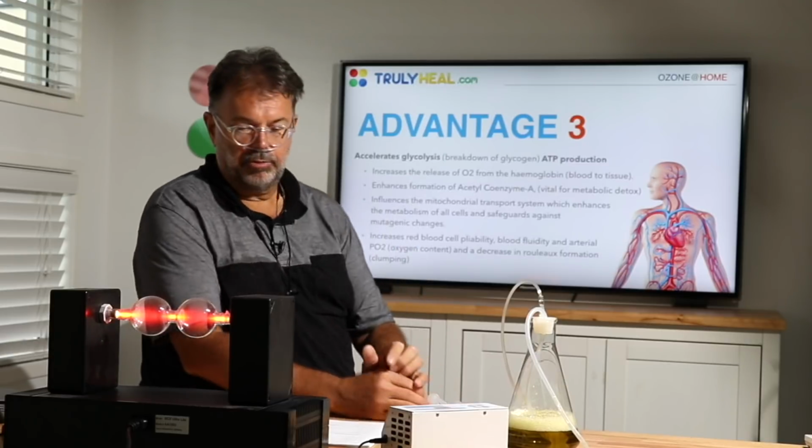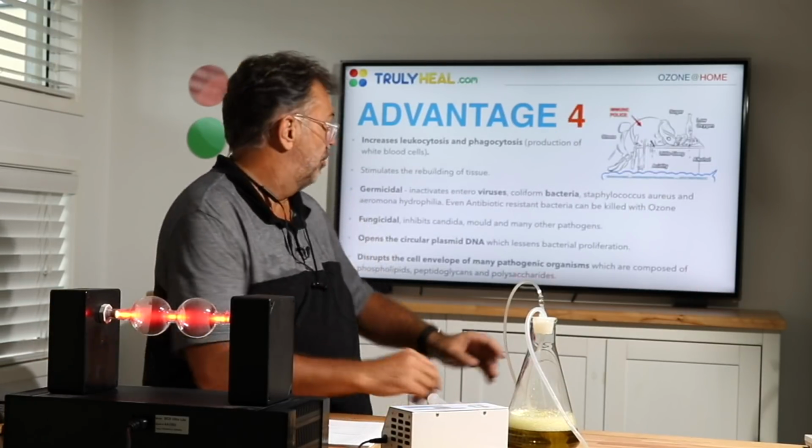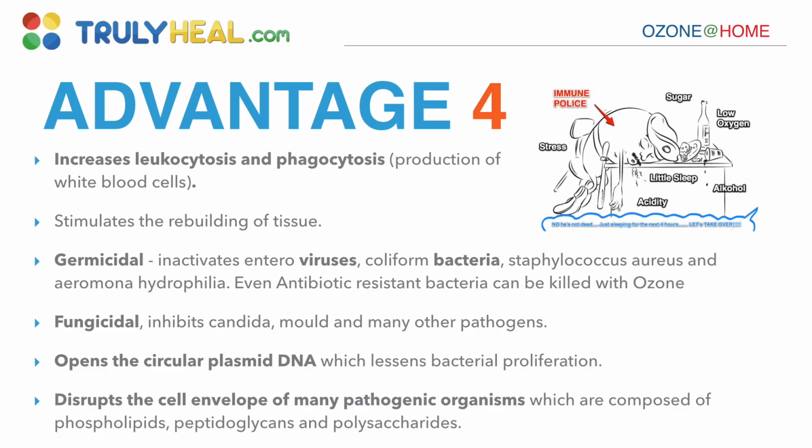And you can read all the rest yourself. I put the slides underneath. Very, very powerful. And then we have the next advantage, number 4. It increases leukocytes and phagocytes, which means production of white blood cells. And what do we want? An increased immune system, a powerful immune system.